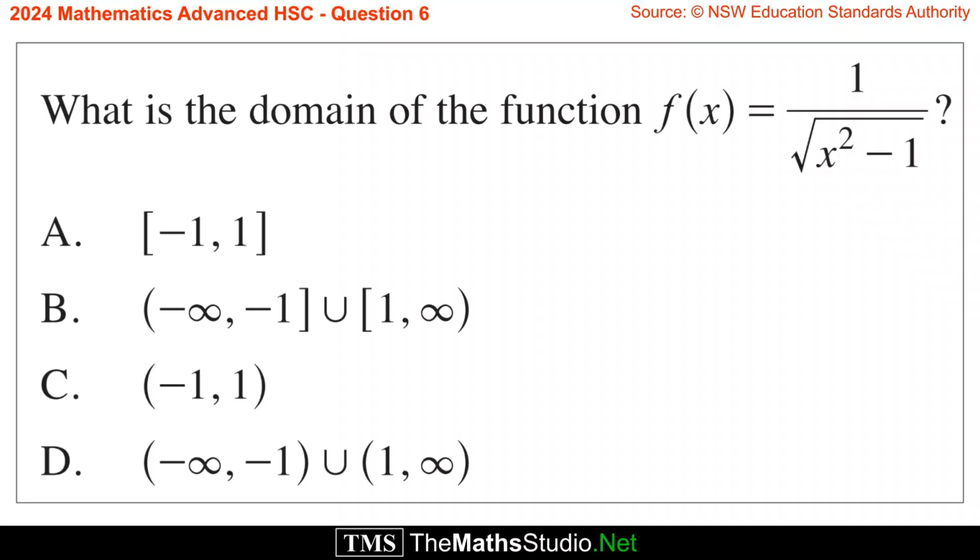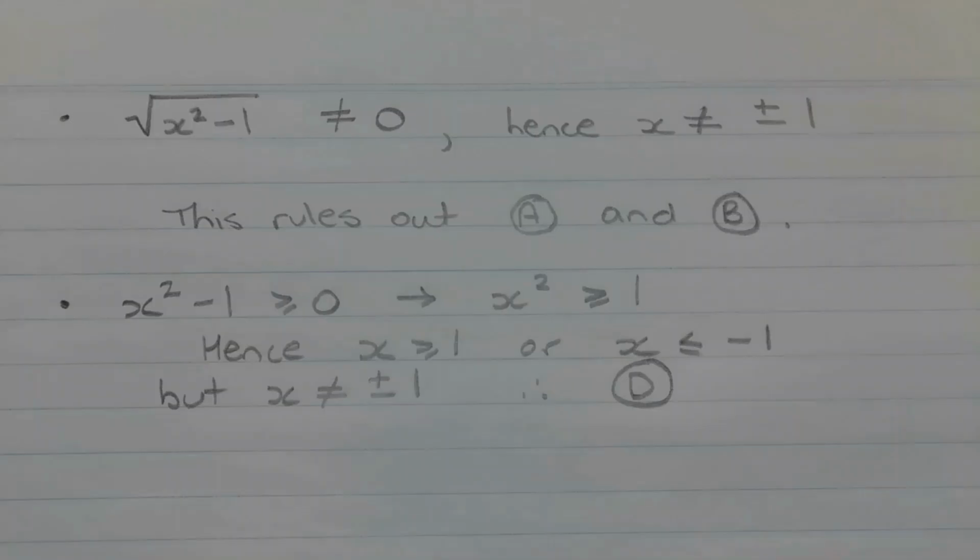Question 6. What is the domain of the function f of x equals 1 over the square root of x squared minus 1? Since division by 0 is undefined, the denominator of the fraction, the square root of x squared minus 1, cannot equal 0. Hence, x cannot equal positive or negative 1. This rules out options A and B.